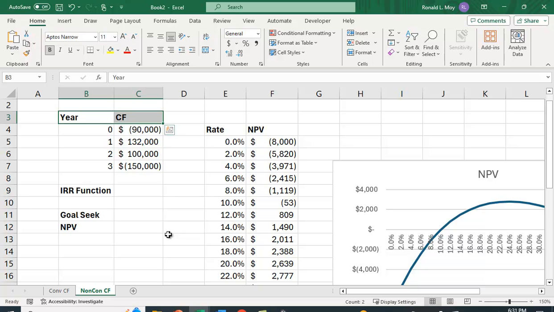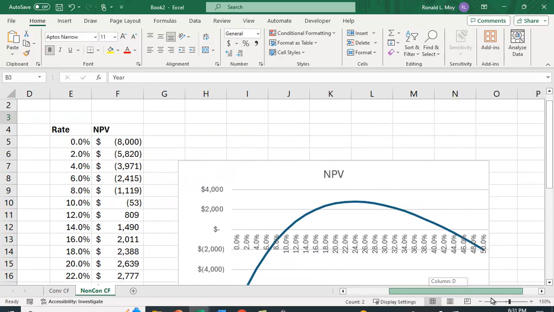Or for example, if you had a nuclear power plant, when you decide to close the nuclear power plant, you can't just close the doors and leave. You have waste you have to dispose of, and it has to be disposed of in a certain manner, and there's going to be a cost involved. Well, it turns out when you have these non-conventional cash flows, you'll get more than one internal rate of return.